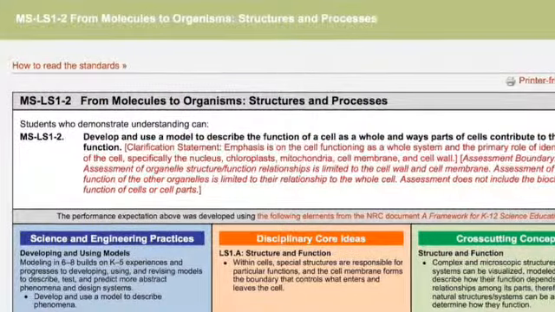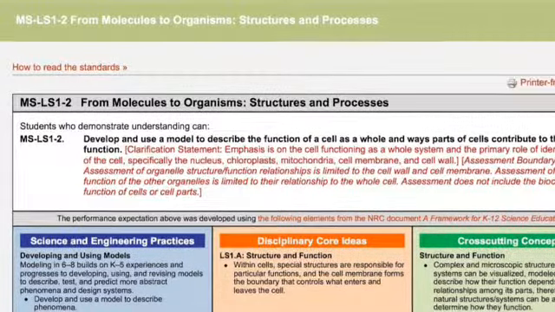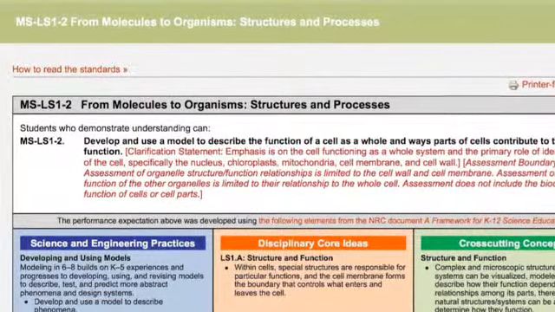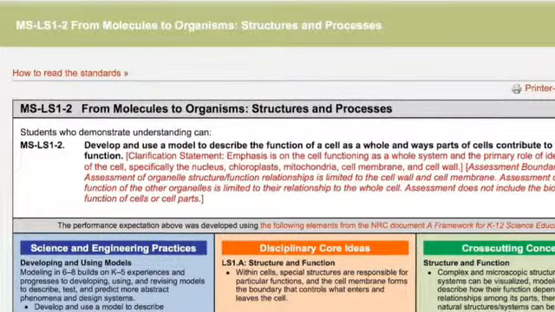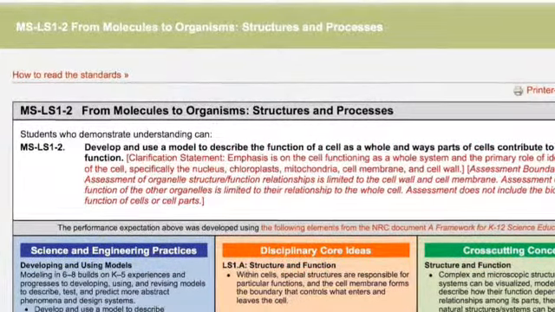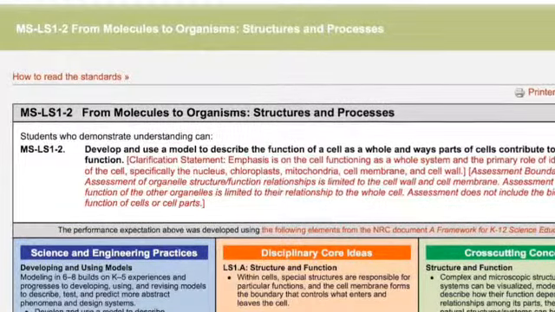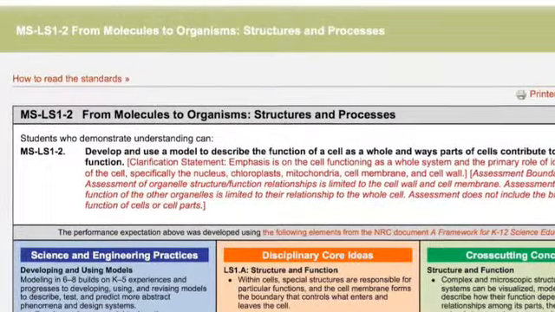My unit will focus on LS1A, the Common Core Standard of Structure and Function, that all living things are made up of cells, and within those cells, special structures are responsible for particular functions, and that the cell membrane forms the boundary that controls what enters and leaves the cell.